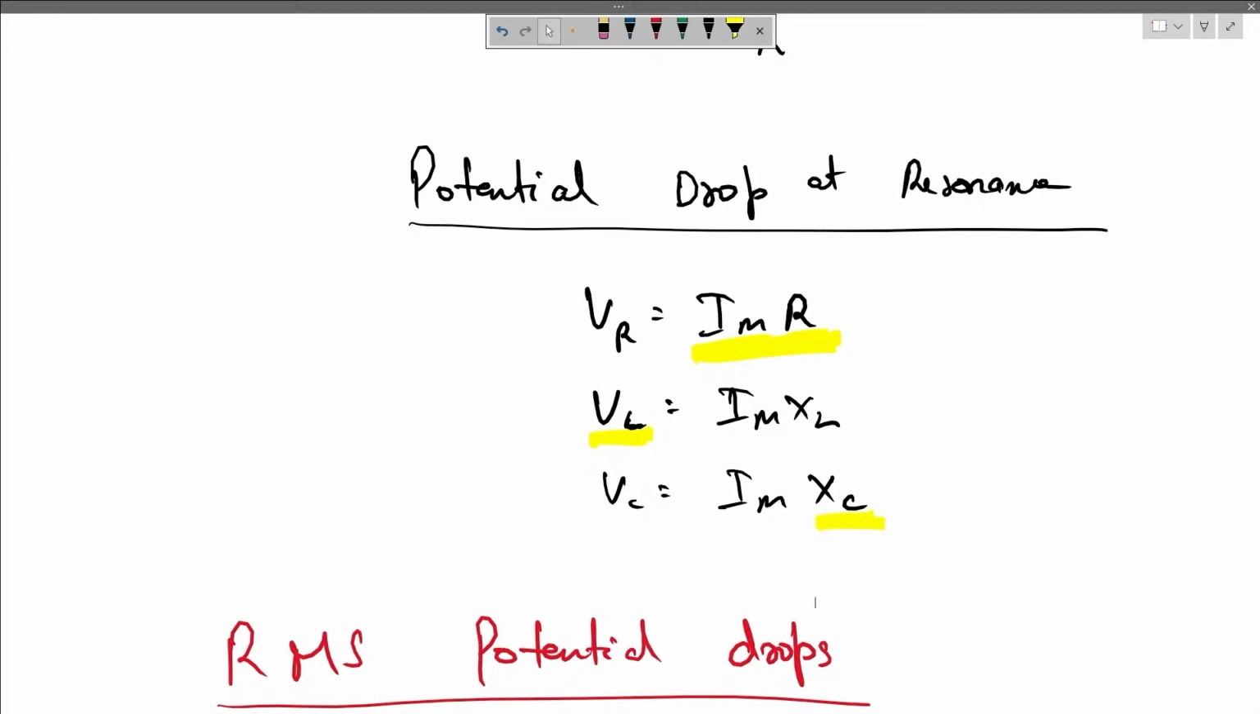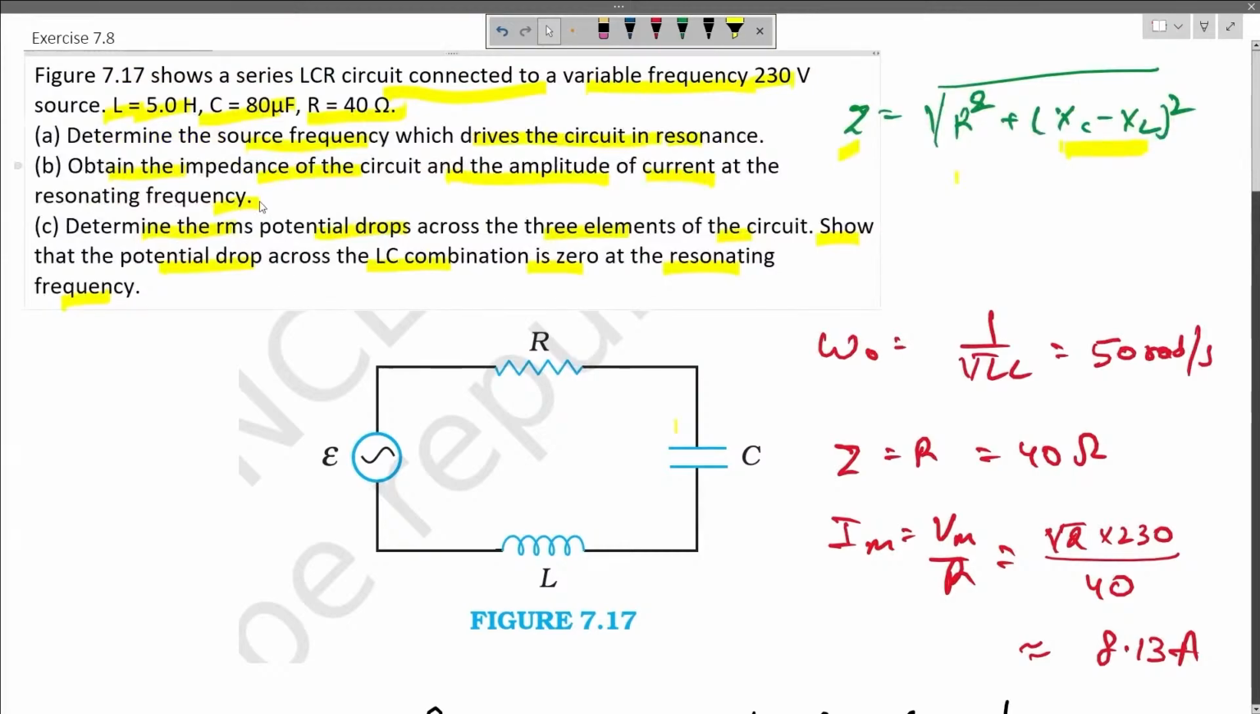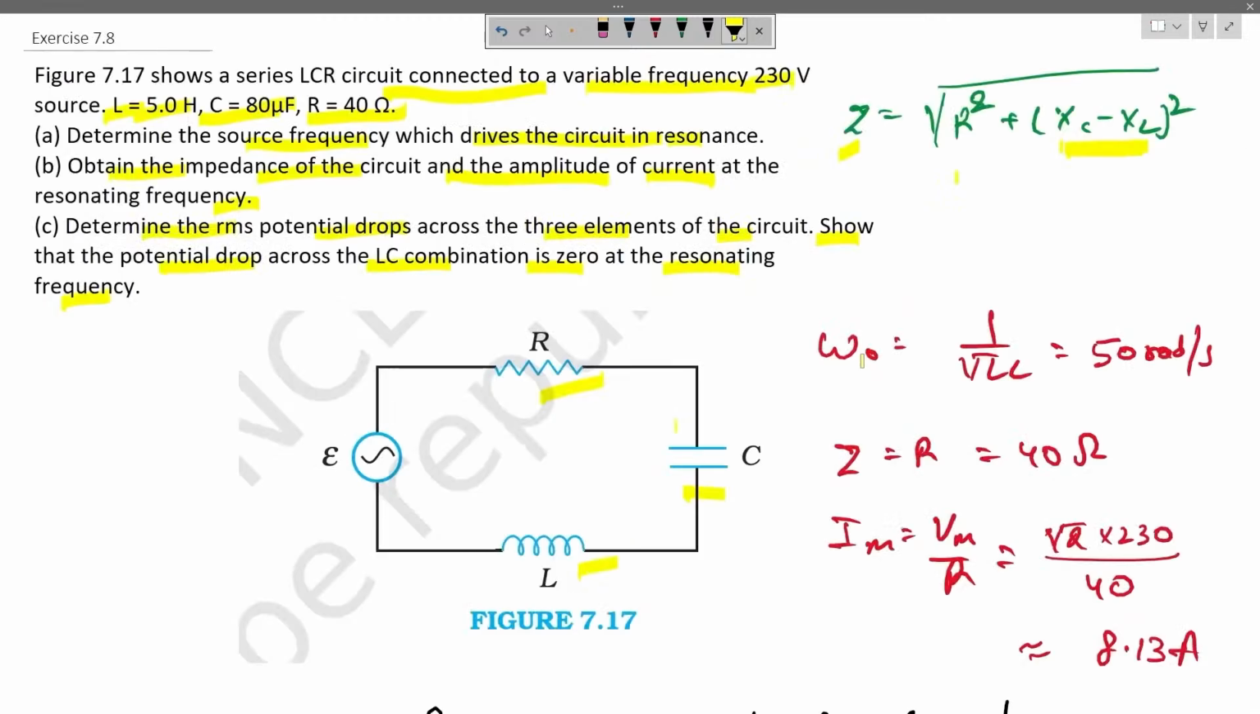So we have to calculate the resonant frequency, the impedance of the circuit, and the amplitude of current at the resonance frequency, that is Im, in the second question. We have to find omega in the first question, and we have to find the potential drop across these three components, that is the resistor, the capacitor and the inductor. So omega naught, the resonant frequency, is given by 1 by root LC. Upon substitution, we get 50 radians per second.